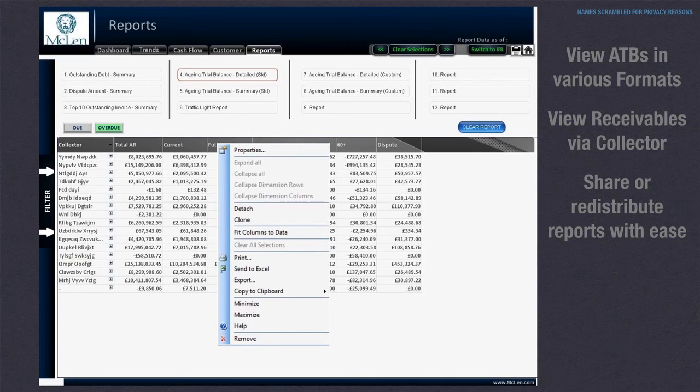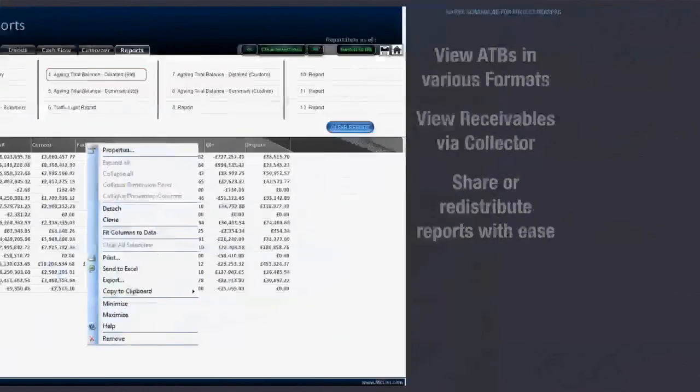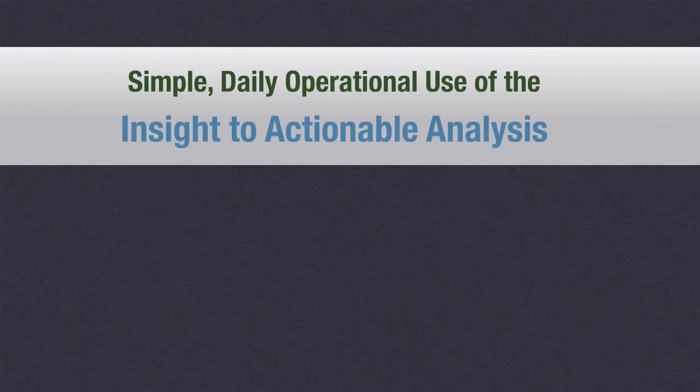Further still, this report can be easily exported to Excel for internal use, or if the collector cannot access the system or is based remotely, then this information can still be distributed to them with ease. There we have an easy, useful and informative way for a credit controller to look at the data or apply the insight to action framework for an operational use.